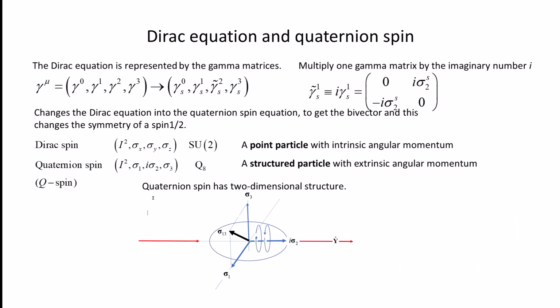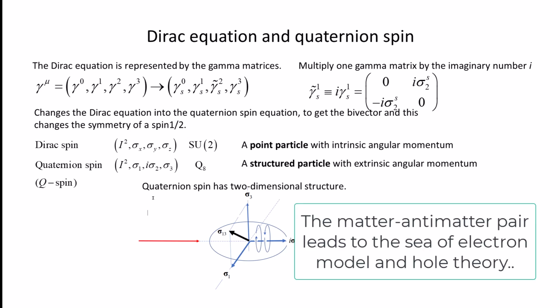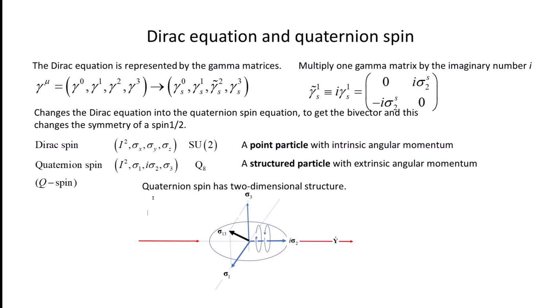Dirac interpreted this to be the antimatter twin of the measured spin. The current view of these two spins being a matter-antimatter pair is accepted and has been around for almost 100 years. It leads to antimatter production, the sea of electron model, and hole theory. I will not detail the properties of the gamma matrices except to say that they still anticommute. This is a requirement to conserve mass and energy from the Klein-Gordon equation. If I multiply one by I, they still anticommute.